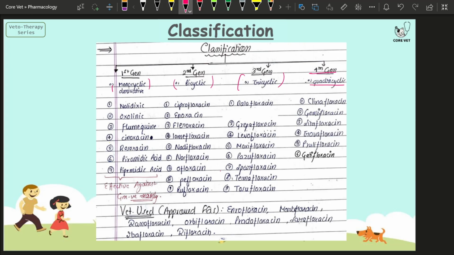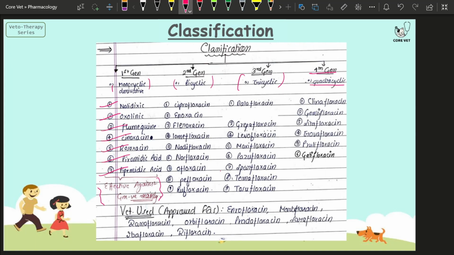If we talk about the first generation, the very famous ones are nalidixic and oxolinic acids, right? Then flumequine, cinoxacin, rosoxacin, pyromidic acid, and pipemidic acid. These are all effective mainly against gram-negative bacteria, right?